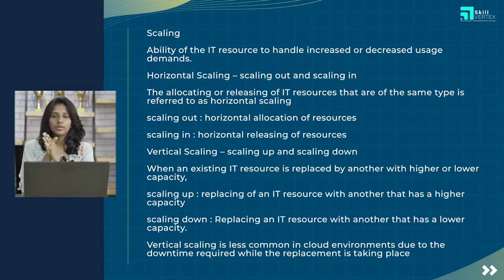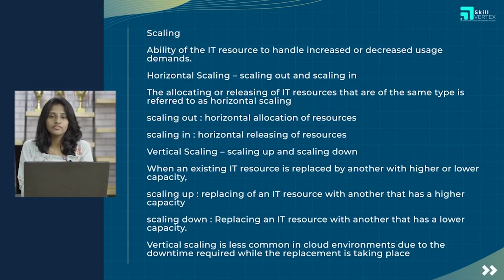In scaling there are two types: one is horizontal scaling and the other one is vertical scaling. Horizontal scaling is nothing but allocating or releasing resources of the same type. That is, if you are using 5 TB of storage, server capacity and CPU memory, you will be allocating the same 5 TB, or the same instance type you were using previously. The same instance type will be added or replicated in horizontal scaling to handle the usage or demand. So that is horizontal scaling.